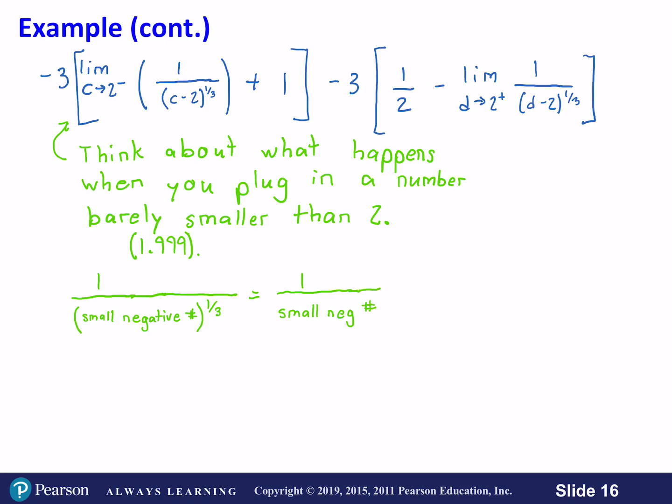And so, if we have 1 divided by a small negative number, think like 1 divided by negative 0.000001, for instance, that number we can write as negative infinity, as that thing becomes smaller and smaller and smaller. So, the idea is that this entire limit here approaches negative infinity.